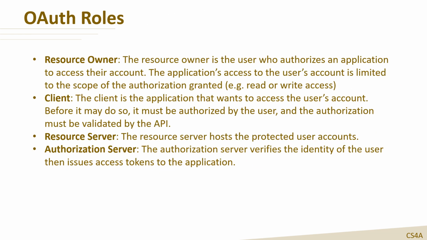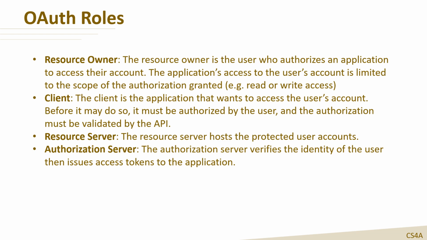Now we'll see the OAuth roles. First, we have the resource owner. The resource owner is the one who authorizes the application to access their account. The application's access to the user account is limited to the scope of the authorization grant. Here the grant is read, write, or full control, whatever grant we are giving. The resource owner is a separate entity which takes care of user authorization of the application account.